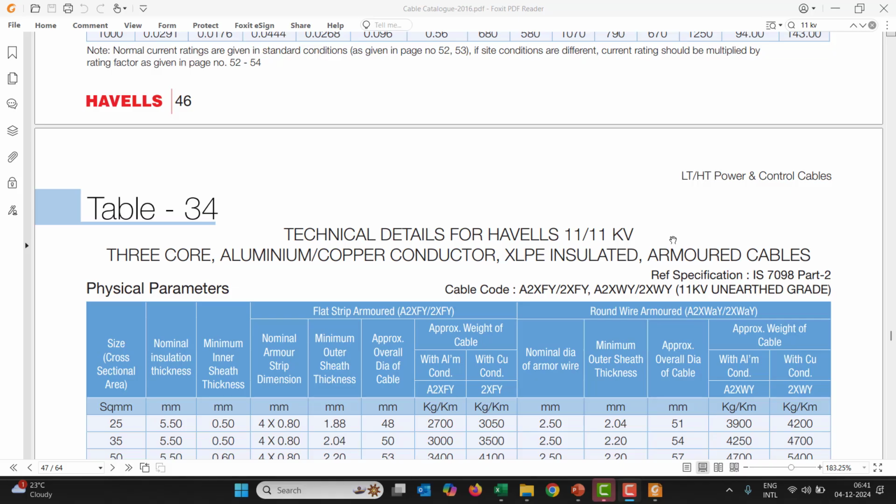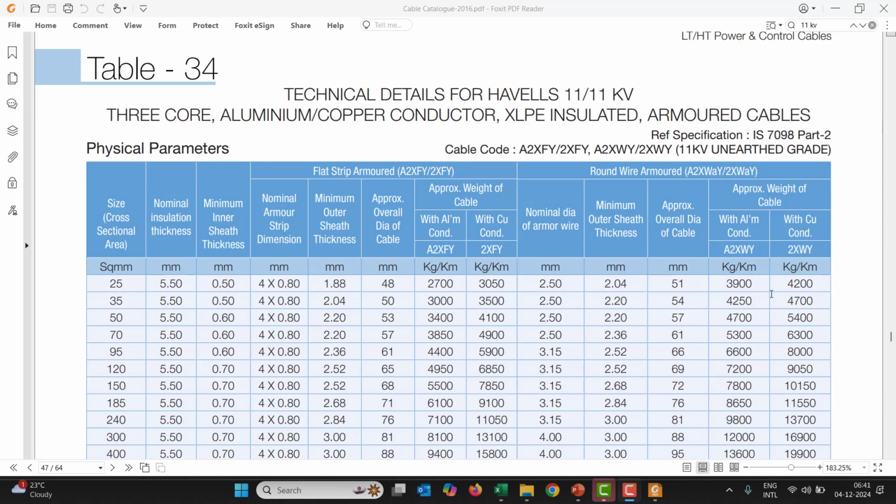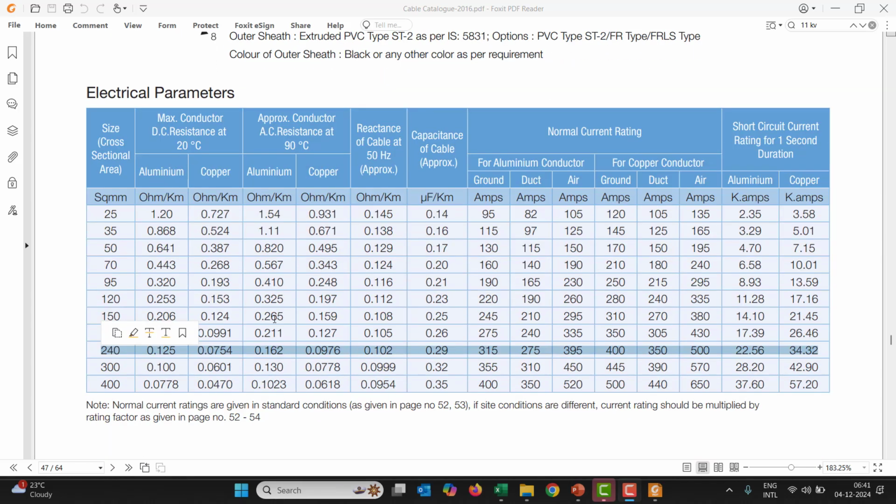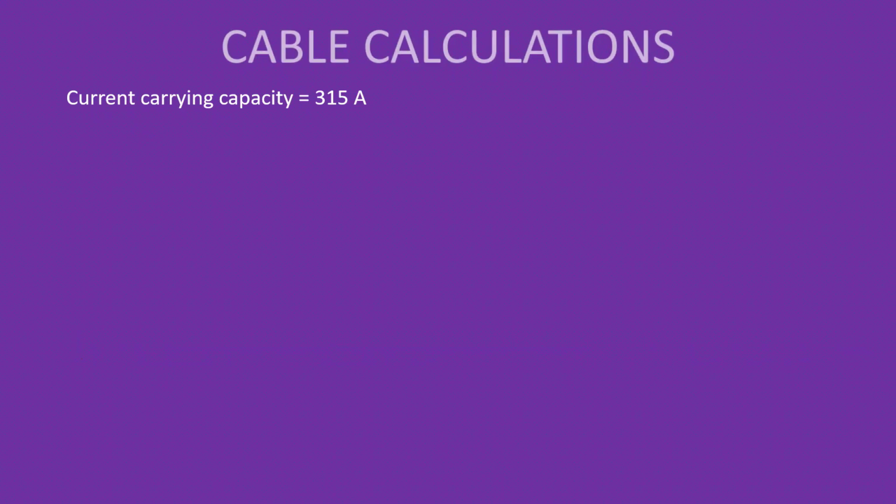Let's look at the current carrying capacity of our selected cable. This is the Havells cable catalog. In that you can see the 11 kV section, 11 kV by 11 kV. Our cable is unearthed grade, so this is the sheet for unearthed 11 kV cable. In that we have to find our cable size. Our cable size is 240 square mm, right? For the 240 square mm, current carrying capacity on the ground is 315 ampere. So our cable current capacity is 315 ampere.